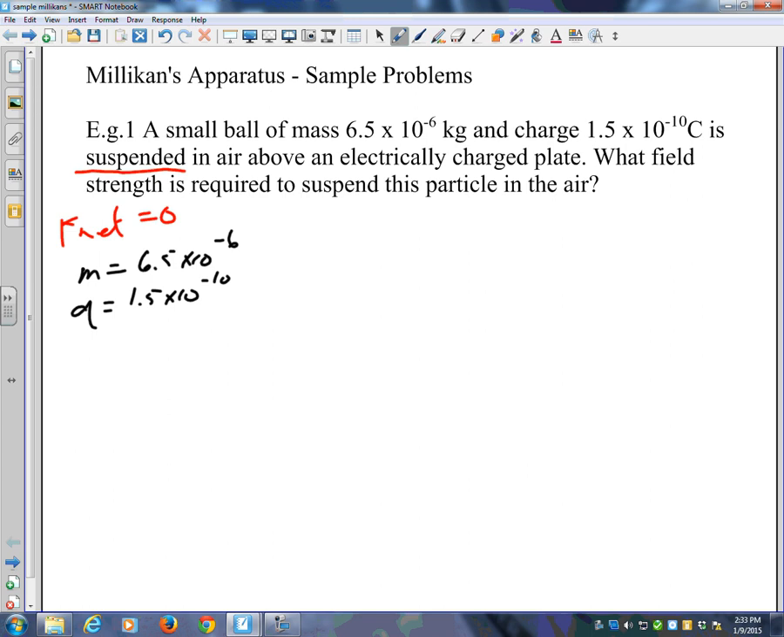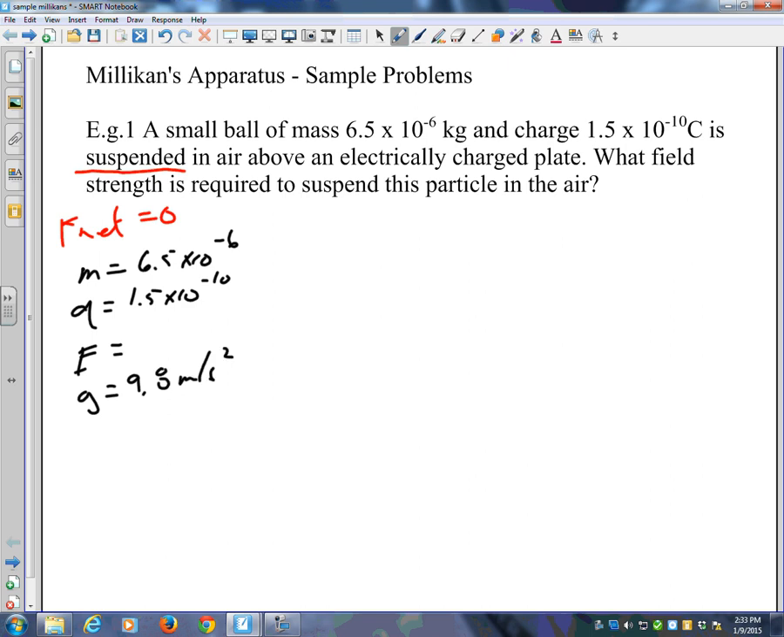1.5 times 10 to the minus 10. What field strength is required to suspend this particle in the air? So we are solving for E. Now there's one missing number that's not given in the question here. Gravity. 9.8 meters per second squared.